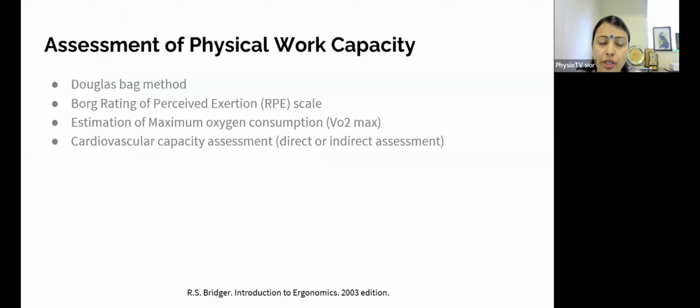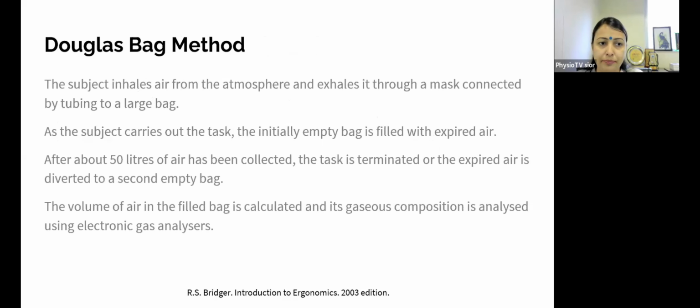So as a physiotherapist, these are the methods by which we can assess the physical work capacity, that is, if the worker is associated with any heavy work. So there's the Douglas Bag Method, there's Borg's rating of perceived exertion, which we commonly know as the RPE scale, estimation of maximum oxygen consumption with the help of VO2 max, and cardiovascular capacity assessment, direct or indirect assessment.